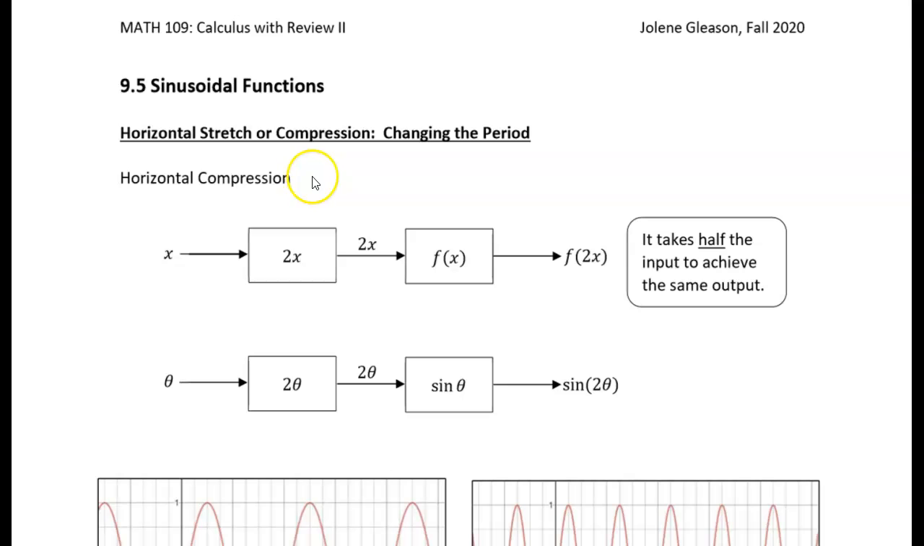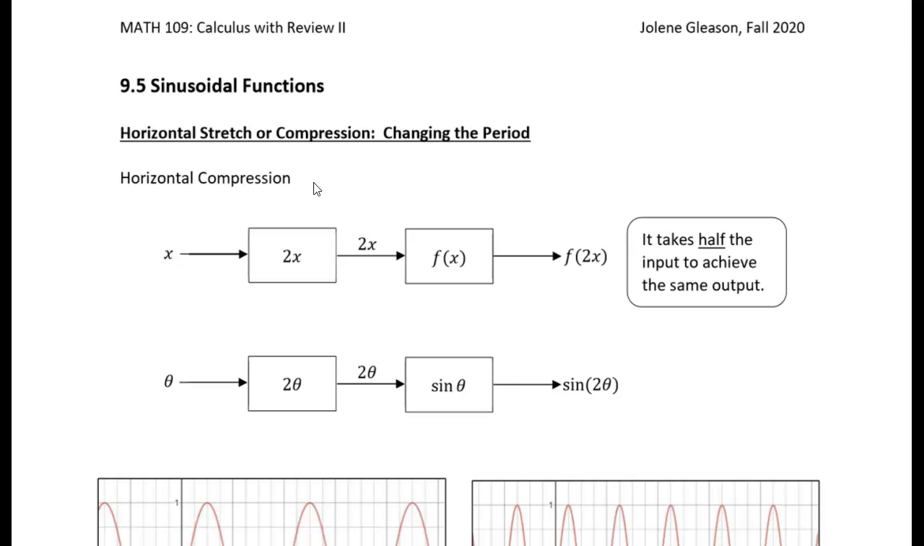So in 9.4, we focused on vertical transformations, right? Stretches and compressions, and also vertical translations up and down. In this section, we're going to deal with the horizontal transformations. So a horizontal stretch or compression, or we can also get horizontal translations. All right, so we're going to start with a stretch or compression, which, for the sine function, is going to change the period. Okay, it's going to change the period. So it's going to change how long it takes to complete one cycle.